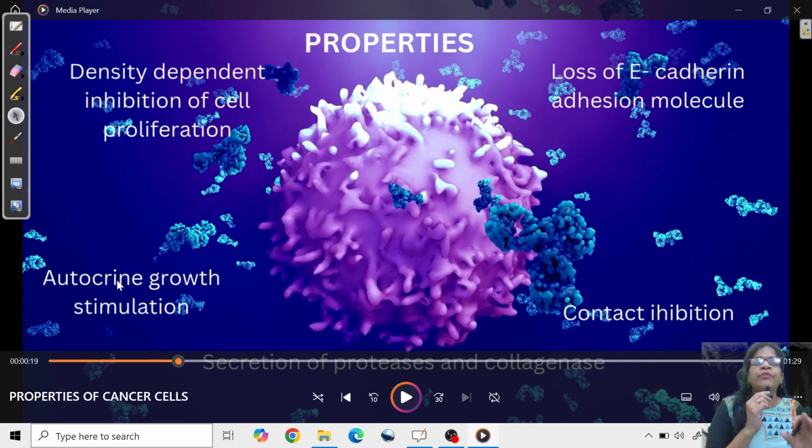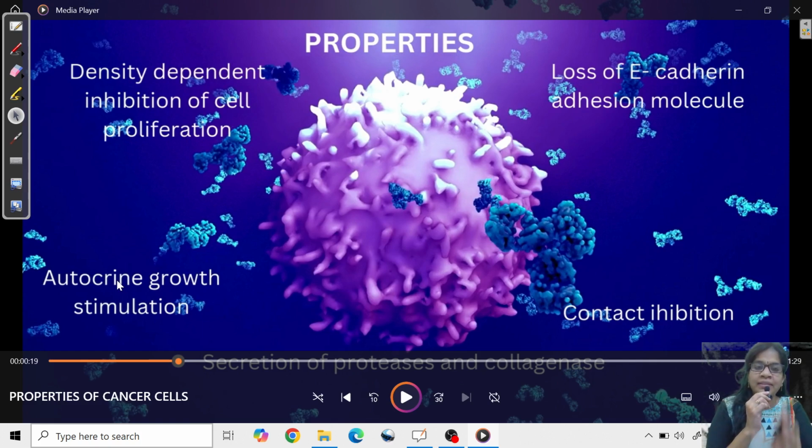Right? But for the tumor cells, this particular E-cadherin adhesion molecule is completely absent, which makes it different from the other normal cells. So generally, you can say that tumor cells are a little rounder in shape, and they don't have any interaction with the cell, and at the same time they don't have any interaction with the matrix, right? That is how it makes it different from the other normal cells.